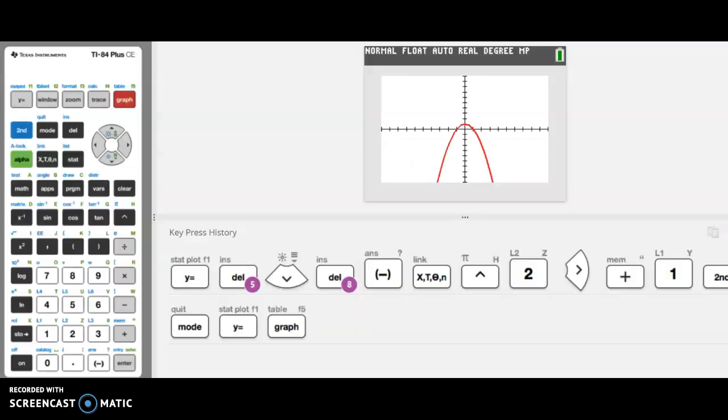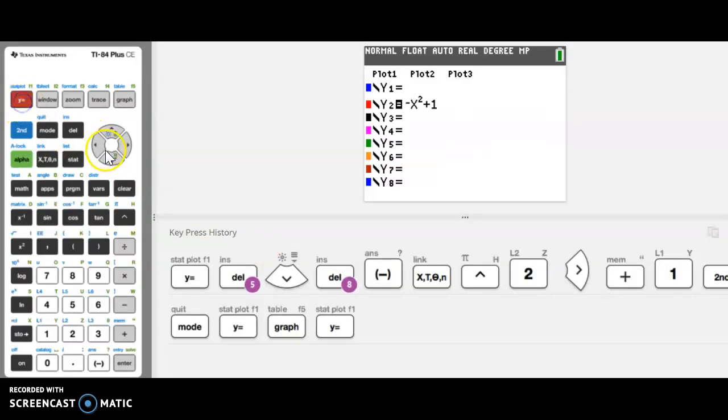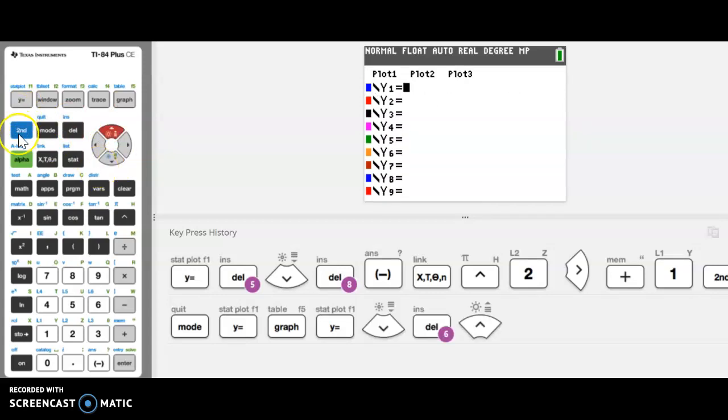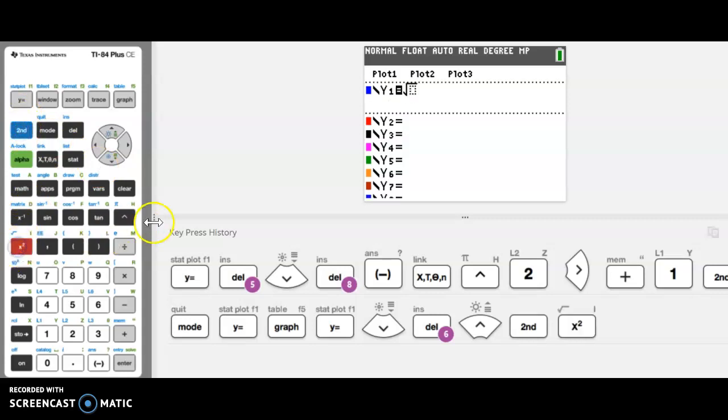So we're good. So now we need to graph the other one. So I go back to y equals, and I'm going to delete those. So what's my problem? x plus 1.